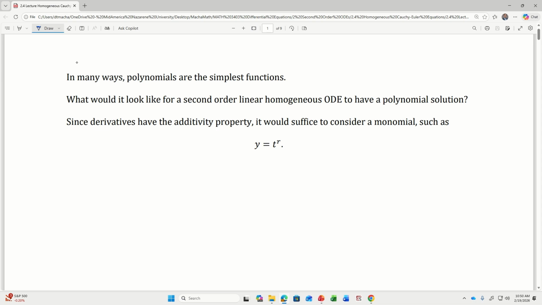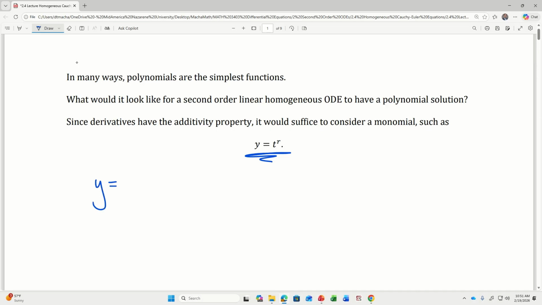In many ways, polynomials are the simplest functions. What would it look like for a second-order linear homogeneous ODE to have a polynomial solution? So we always talk about how derivatives have the additivity property, and so if we're talking about solutions to a differential equation, you can chunk the solution into different terms. And so if I only care about polynomial solutions, I can just consider each term of the polynomial solution independently and then think, what would it look like for a second order linear homogeneous ODE to have a solution that looks like y equals t to the power r, or a monomial.